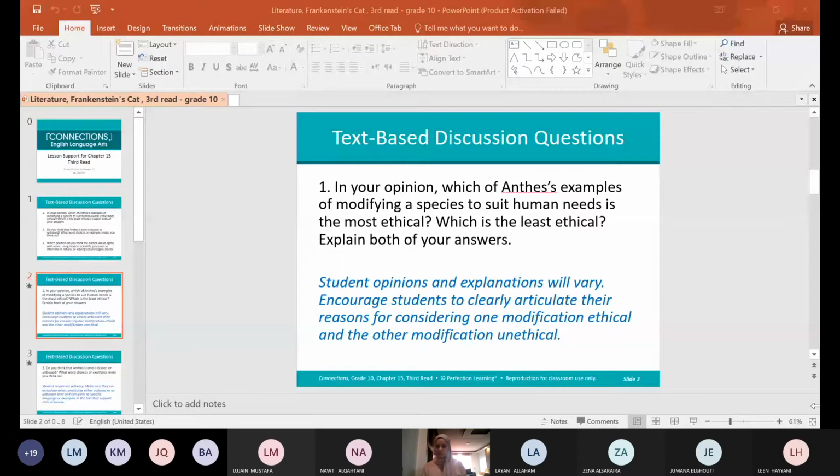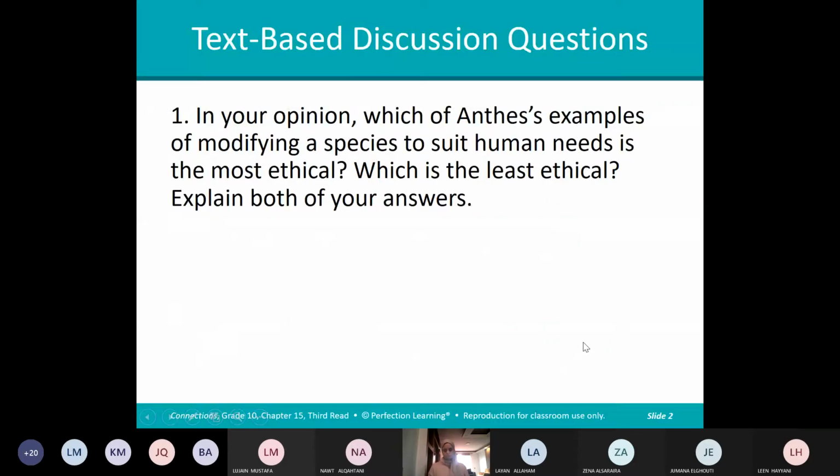Okay, Noor Abdelkareem. Yes, miss. Yes, Noor. Read first question, Noor. In your opinion, which of Aita's examples of modifying a species to suit human needs is the most ethical? Which is the least ethical? Explain both of your answers. Which of Aita's examples of modifying a species to suit human needs is the most ethical? And which one is the least ethical? What is a modification which was ethical and another modification which is not ethical or unethical? What is an ethical modification? In animals' life, dear.